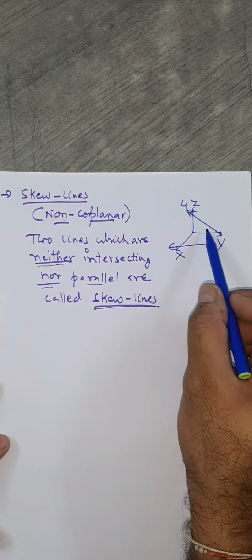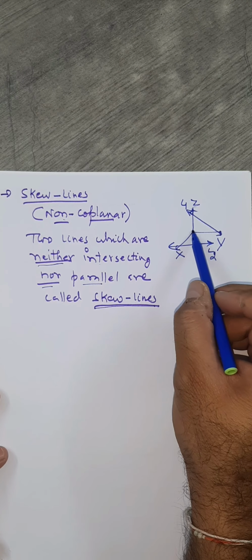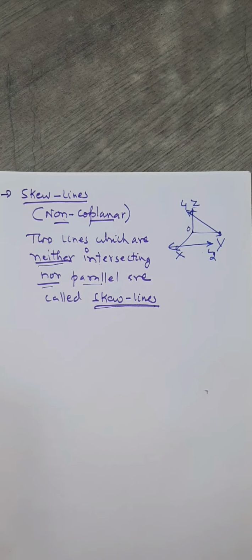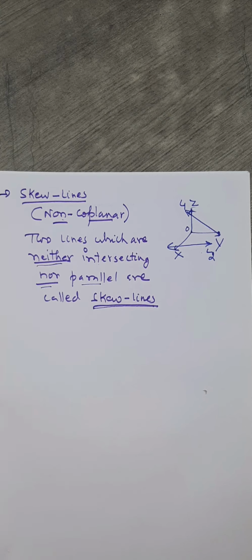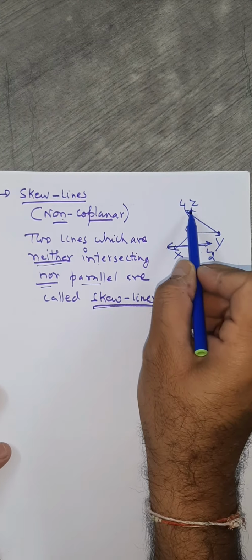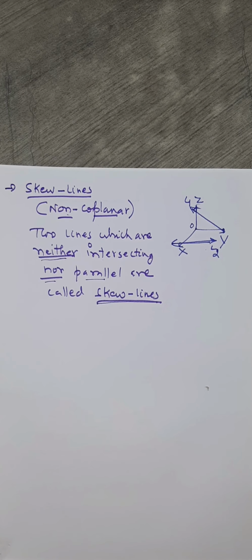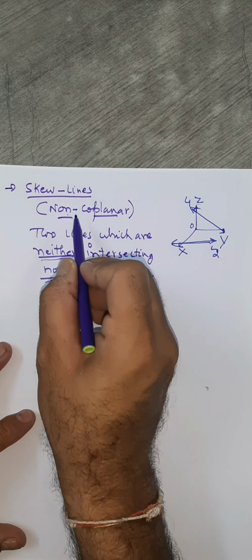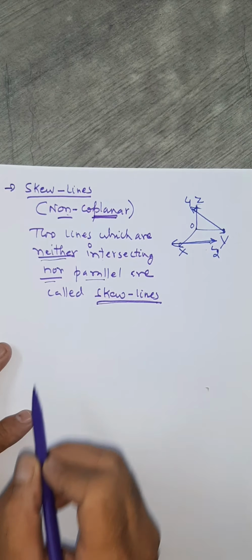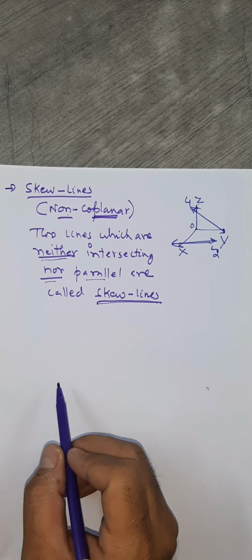Here it's difficult to visualize because I'm showing a 3D picture in 2D. But imagine the ground as the XY plane and a wall as another plane, then consider one line on the ground and the other line on the adjoining wall. These two lines will be in different planes and are called skew lines. In short, two lines which are not in the same plane, non-coplanar lines, are called skew lines.